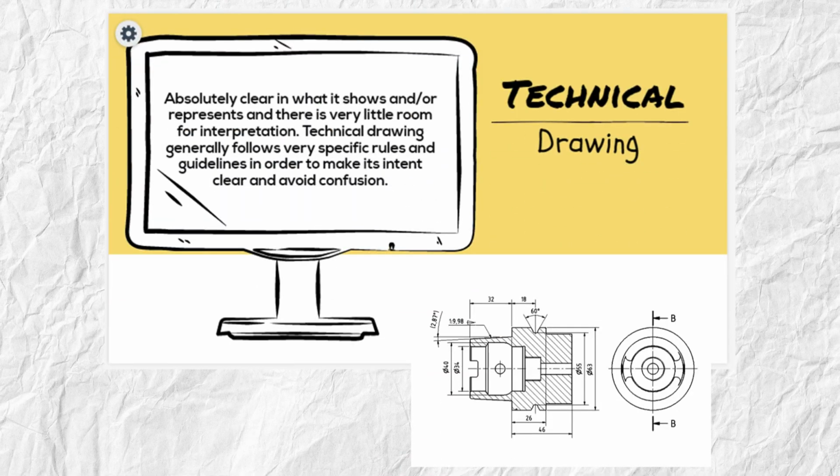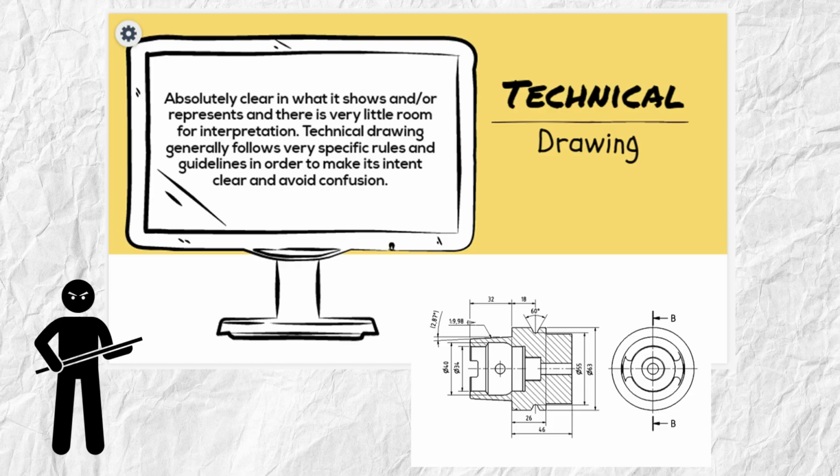In contrast, technical drawing is the complete opposite. It's designed to be absolutely clear in what it shows and represents. There's very little room for interpretation, because everything needs to be understood the same way by everyone who uses it, whether it's a designer, engineer, machinist, or manufacturer. Technical drawings follow strict rules, standards, and conventions to make sure the intent is communicated accurately and without confusion.